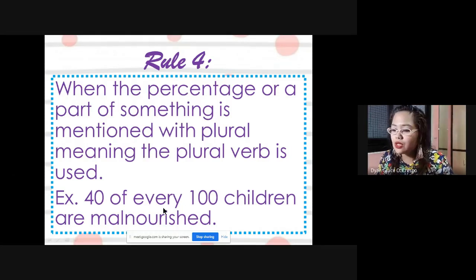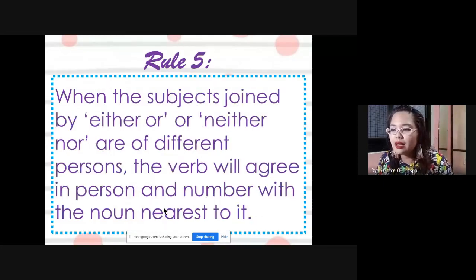Now, as you can see with this one, you are referring to 40 children. Sa bawat 40, so you will visualize this thing. 40 of every 100 children. So you're referring to 40 different children. So therefore, it is plural. Okay, so yun yung rule number 4. Again, you need to think.